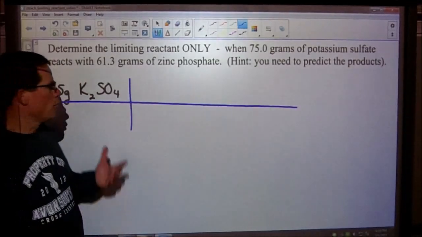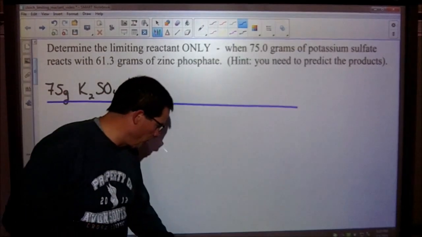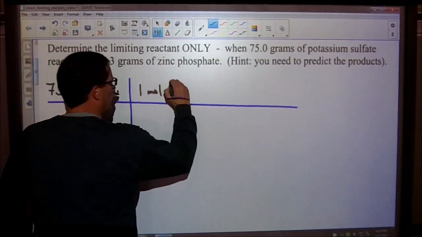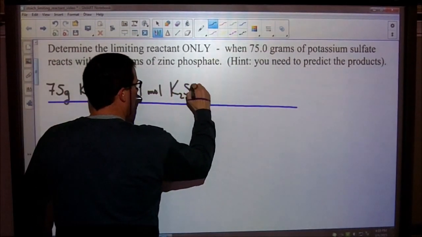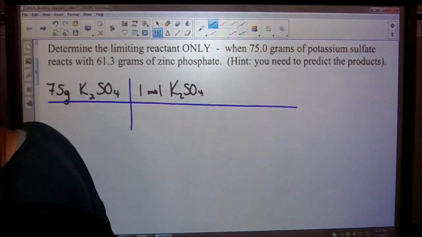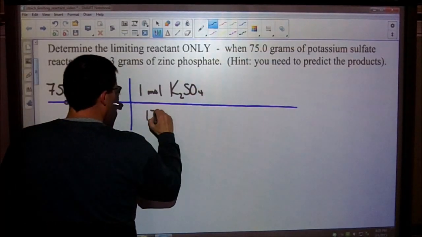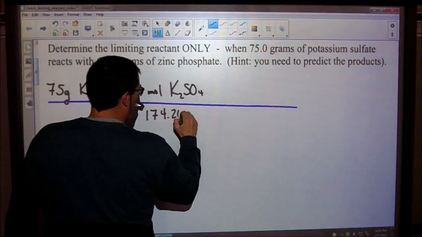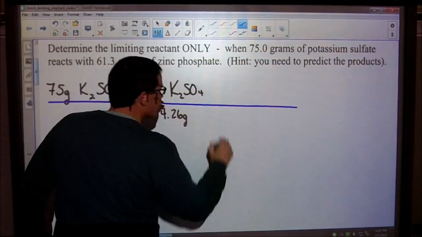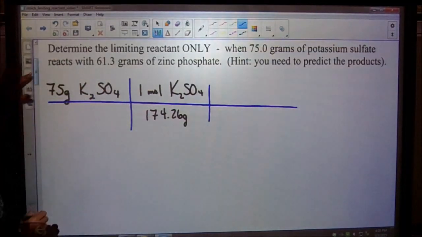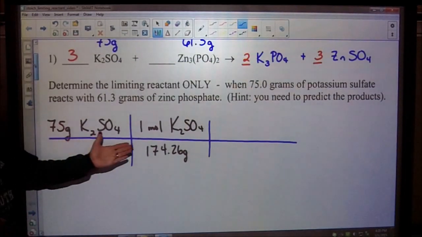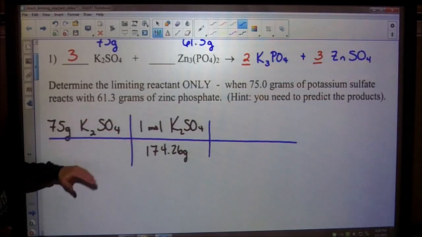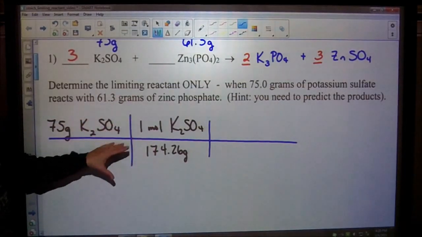So step 2, take what's given, change it into moles. So I have 1 mole of potassium sulfate, and I went ahead and found that mass, and it's 174.226 grams, just to speed things up here. Okay, so again, that right there is step 2, taking the grams and converting them into moles. So now I have my moles of potassium sulfate.